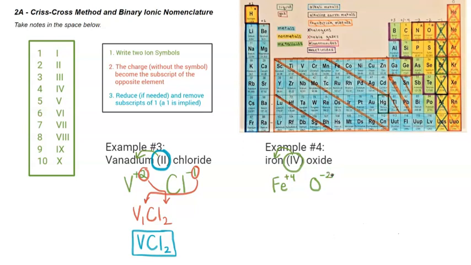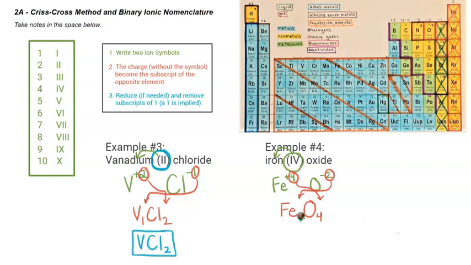If we crisscross those charges, we get Fe, and just the 2 comes down, and O, just the 4 comes down. So we never carry down the sign, we only carry down the number that comes from the charge. This time we have to simplify or reduce, and we will have to then remove the 1s.